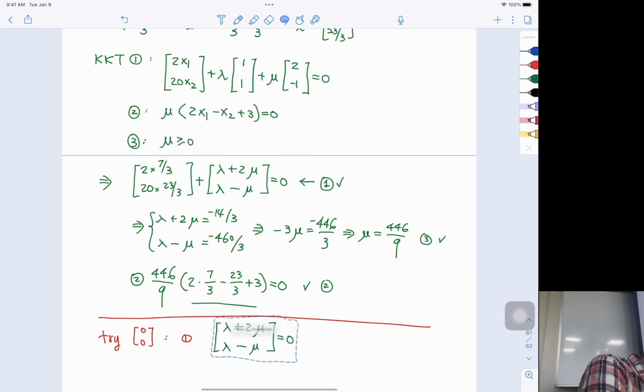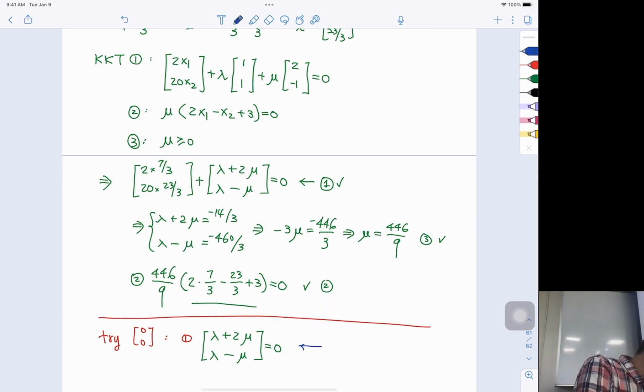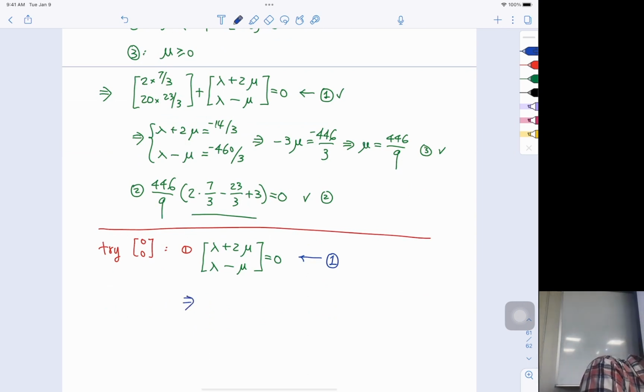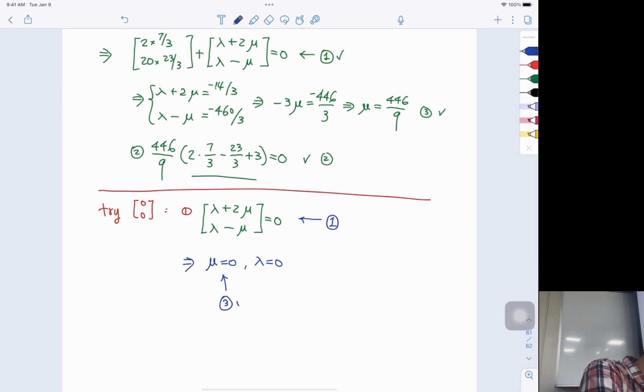Copy, paste. Okay. For (0, 0), the first KKT condition goes like this. And then we can solve for lambda and mu. In this case, mu equals 0, lambda equals 0. That's the only case. Right? So if mu is 0, that's fine. That satisfies the third. Okay?